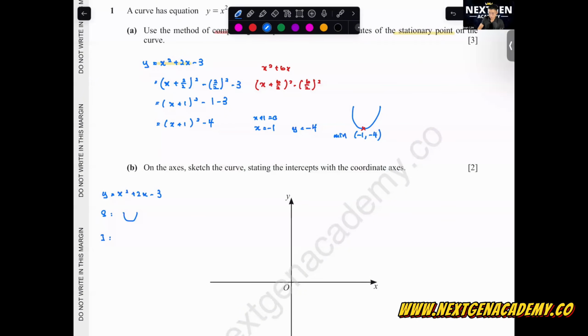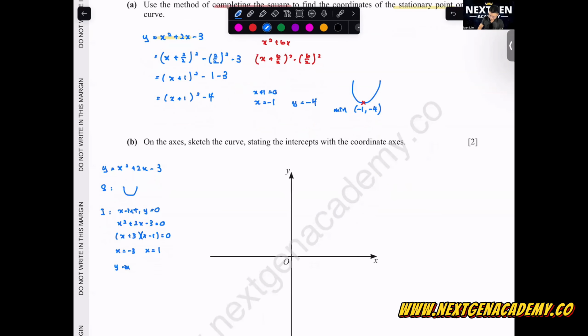What is your x-intercept and y-intercept? The x-intercept is when y equals 0. So x squared plus 2x minus 3 equals 0. x plus 3, x minus 1 equals 0. x equals negative 3, x equals 1. All these you can just use the calculator, since this is a calculator paper. For the y-intercept, x equals 0, so we get y equals negative 3. So we got this point and this point for the intercepts. Make sure you label them on the graph to get the full marks.